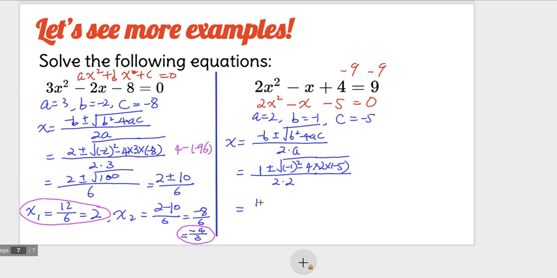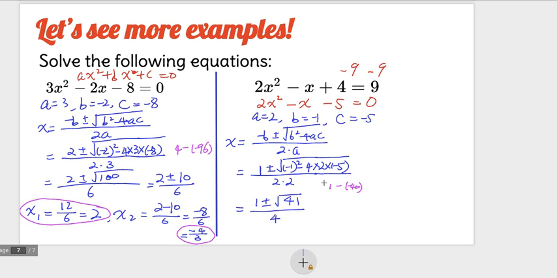For the final answer here, again, I'm going to do a little calculation. Negative 1 squared is 1, minus 4 times 2, 8, 8 times negative 5, negative 40. So plus or minus, 1 minus negative 40 is plus 41, over 4.